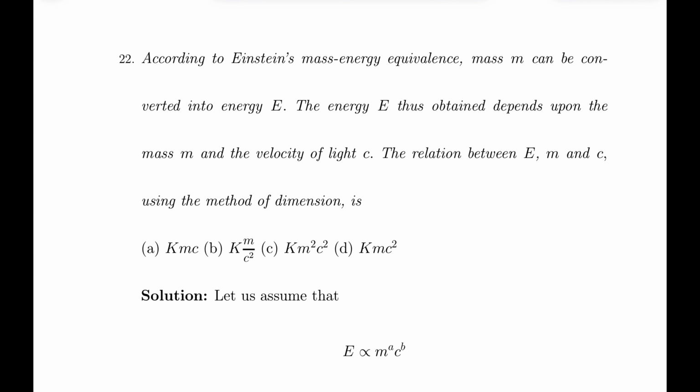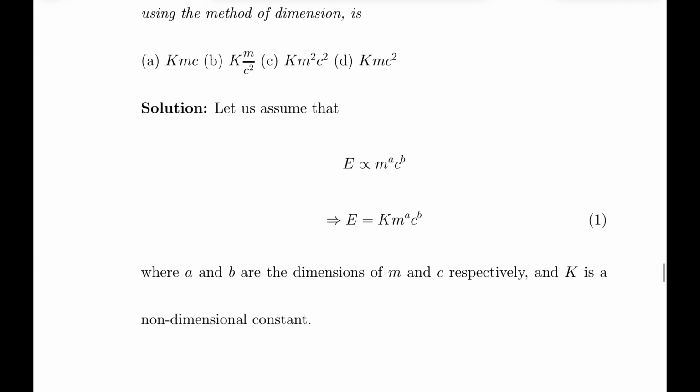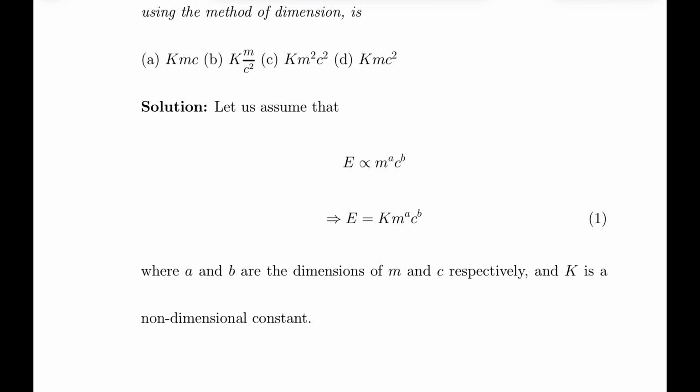Okay, Einstein said that mass can be converted into energy, and the energy that is produced from a mass m depends upon the mass that disappears and the velocity of light. You have to find the relation between E, m, and c. So we assume that energy is proportional to m to the power a, c to the power b, or E equal to k times m to the power a, c to the power b, where a and b are the dimensions of m and c respectively, and k is a non-dimensional constant.